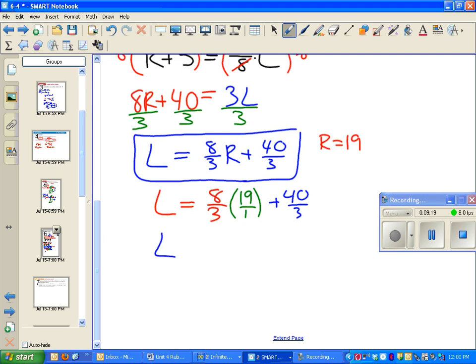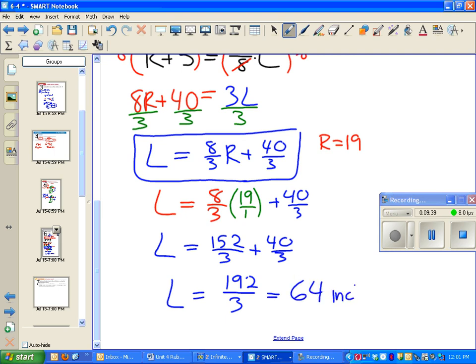All right, so our length, let's see, 8 times 19 is 152. And then 3 times 1 is 3, plus 40/3. And since I have the same denominator, I keep that denominator and add the tops, and that's 192 over 3. And that does simplify to a whole number of 64 inches. So for 19 pounds of resistance, the band is 64 inches long.